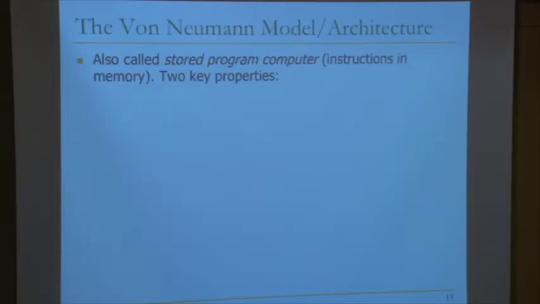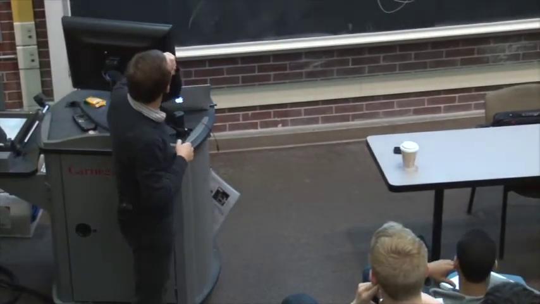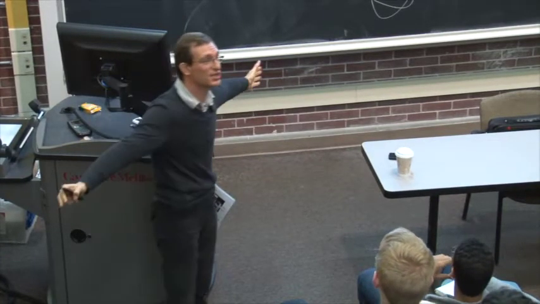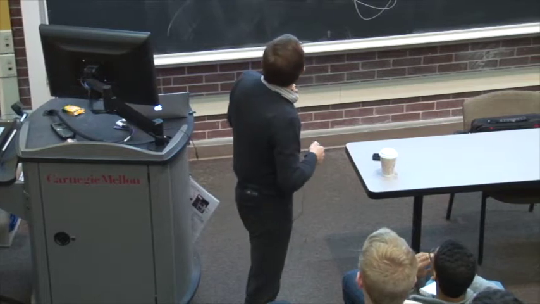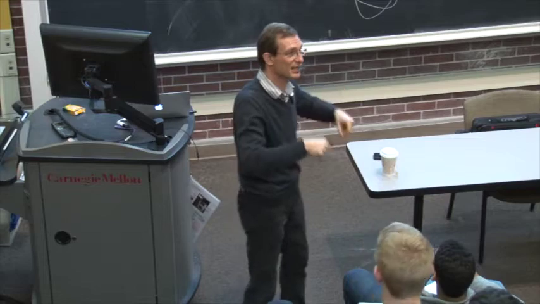Okay. Are you familiar with the von Neumann model of computation? How many of you have heard of the von Neumann model? Okay, that's good. You'll learn something then, many of you. So the von Neumann model is another fundamental way of designing computers. Again, it's not the only way. We're going to question some of these assumptions here. But this is also called a stored program computer, and this has been the traditional way of designing computers. Stored program computer basically means instructions are in memory.